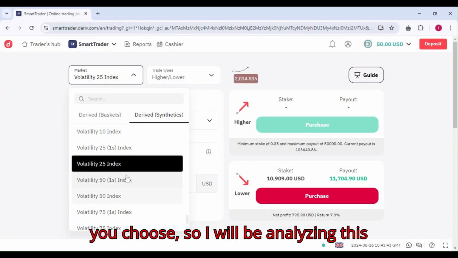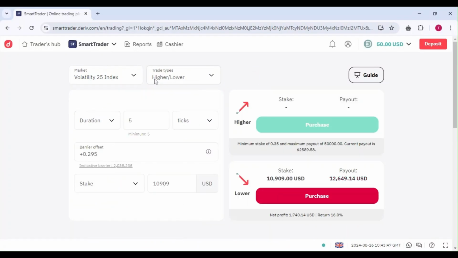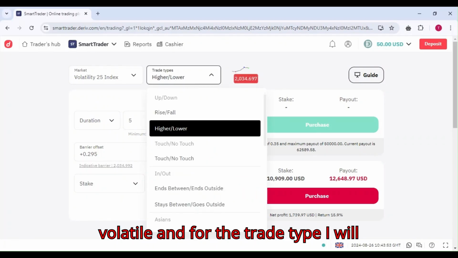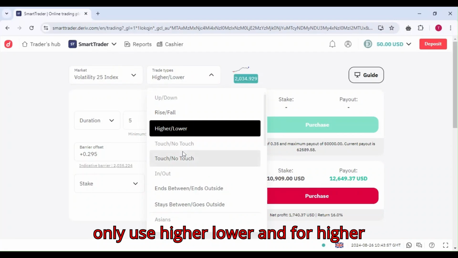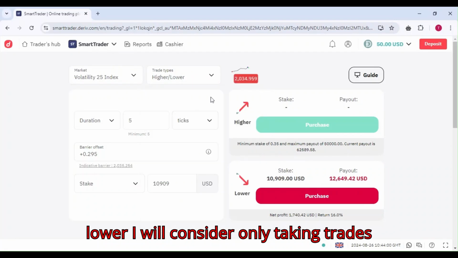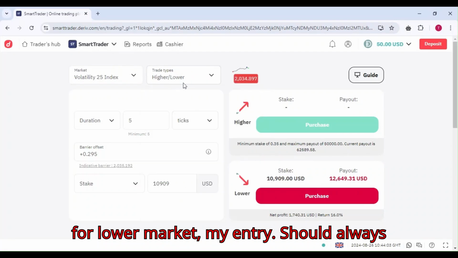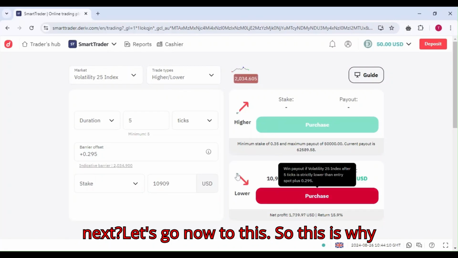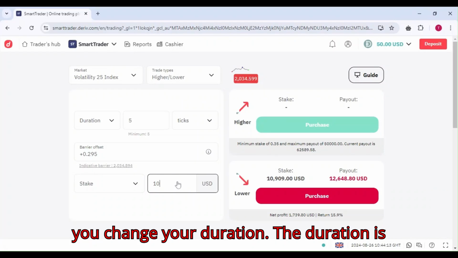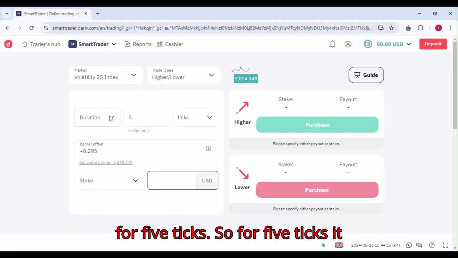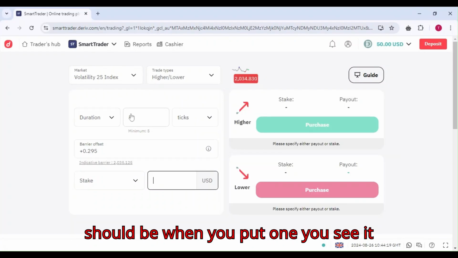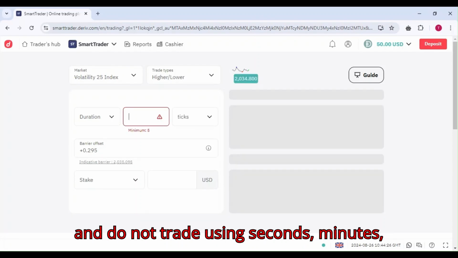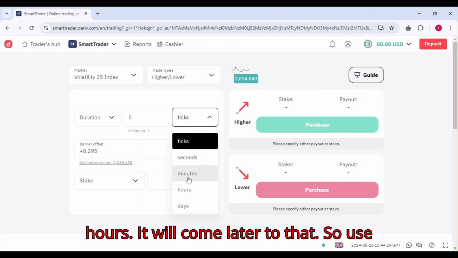So I will be analyzing this market today using volatility 25, which is 25% volatile, and for the trade type, I will only use higher lower, and for higher lower, I will consider only taking trades for the lower market. My entry should always be on the lower side. So what happens next? This is why you change your duration. The duration is 5 ticks. When you put one, you see it says minimum of 5. So I'll put 5 ticks, and do not trade using seconds, minutes, hours. We will come to that later.